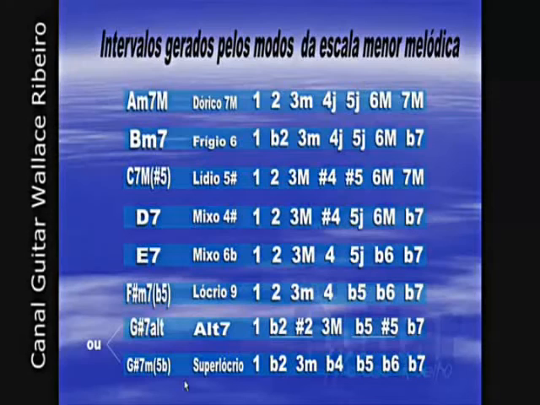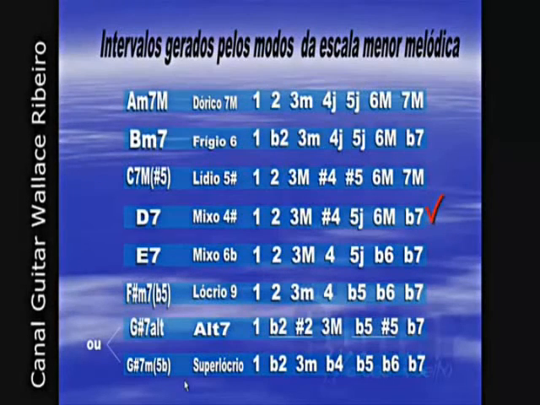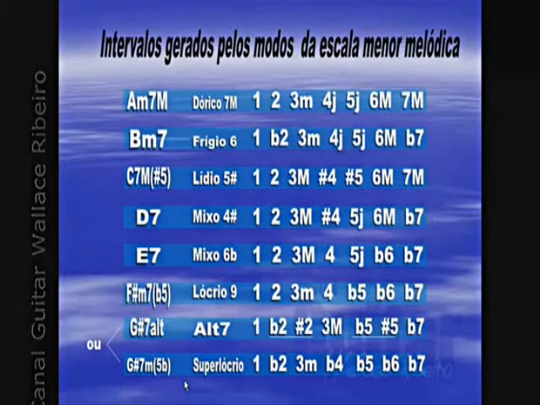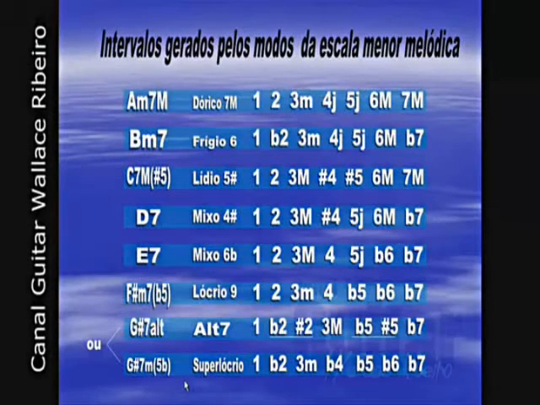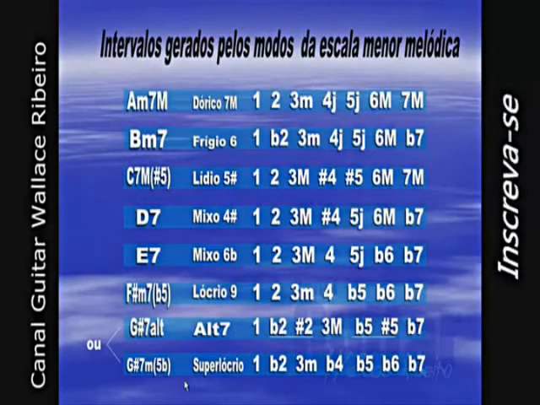The sixth mode we have F sharp half diminished, or Locrian 9. This chord has major 9 instead of minor 9. Locrian 9 is the second chord of a 2-5-1 minor progression.